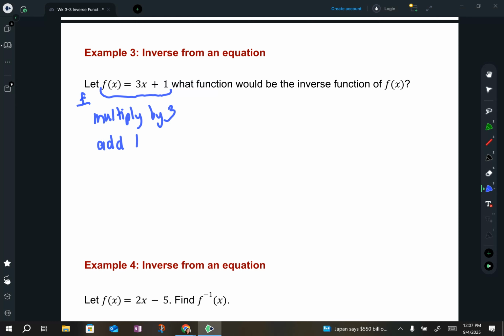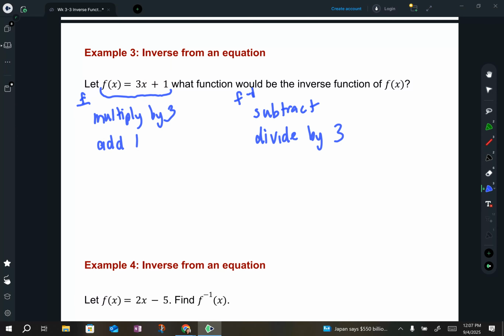So if I wanted to do the opposite, undoing all those things, the first thing I would do would be subtract 1, right? That would be the opposite of adding 1. And I would do it first because I added 1 last. So if I wanted to get back to my value, I would subtract 1, and then I would divide by 3. Those are my opposites, and that's what my inverse function should do.